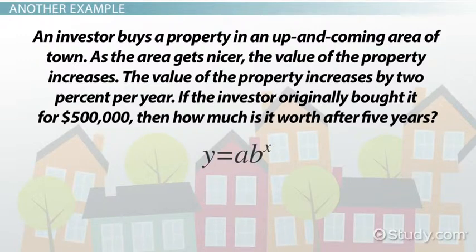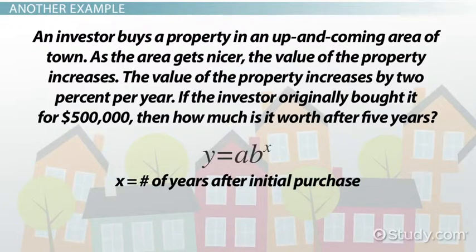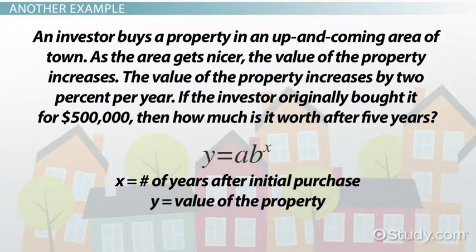Let's plug this into our exponential function formula y equals a times b to the power of x. X is the number of years after the initial purchase. Y is the value of the property. These are our input and output variables. A represents the initial value of the function. The initial value of this property is $500,000, so we'll plug that in for A.